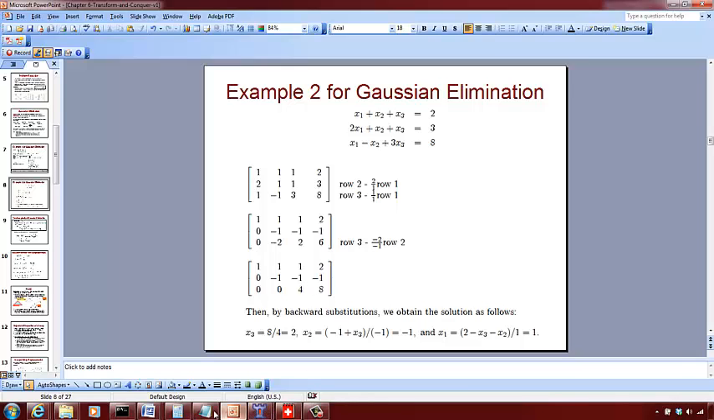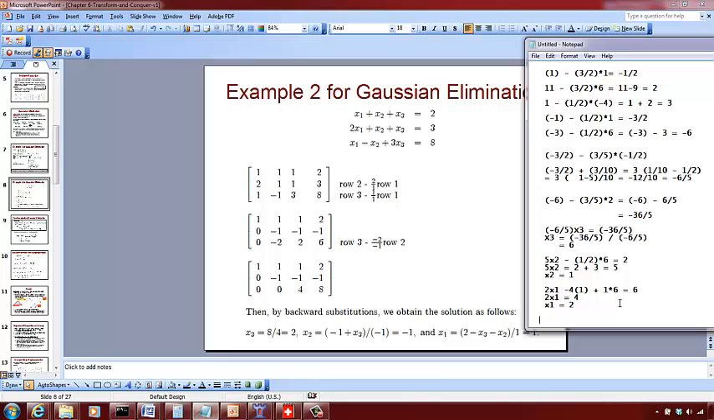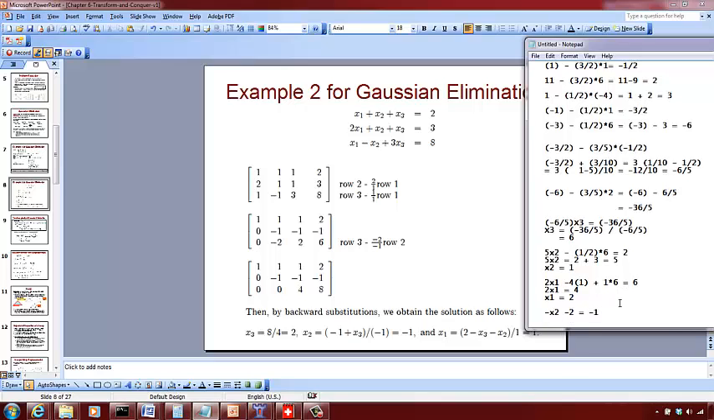Then negative 1 times x2 minus 2 equals negative 1, so that makes it, actually this is minus 1 times x2, so that x3, which is negative 2, equals negative 1, so x2 equals negative 1.